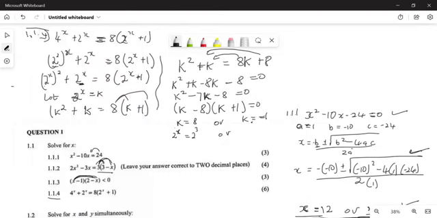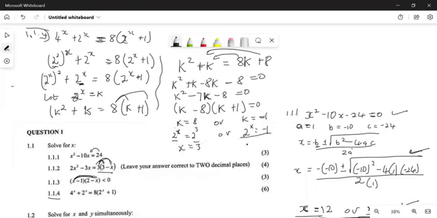And then this side, what will you say? 2 to the power of x is equal to 2 to the power of 3. Let's finish this one. What do you have then as your answer? x is equal to 3.